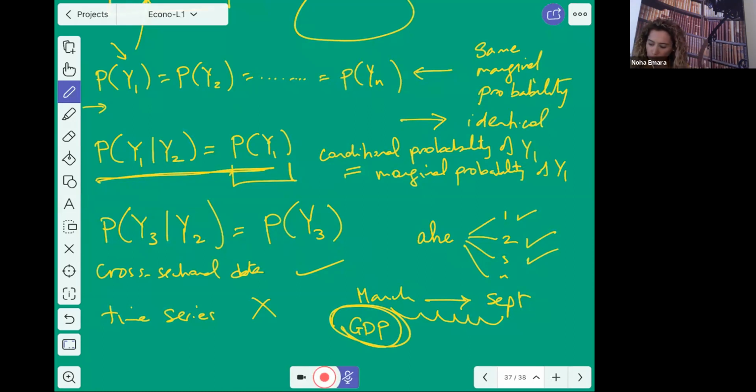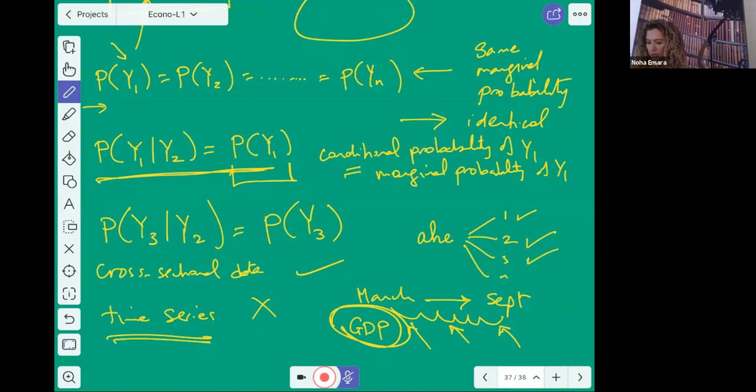So if you give me information about March, it would help me predict information about May. It would help me predict information about September, right? So in time series data, it's very hard to say GDP of March is not connected with GDP in April. The same applies with most macroeconomic data sets. Anything that has a time series dimension, it's very hard to apply this IID assumption.